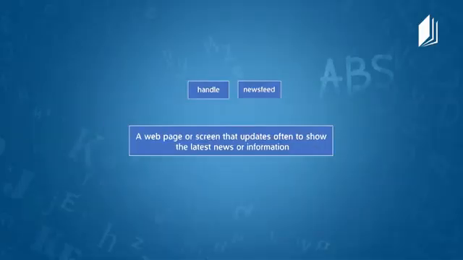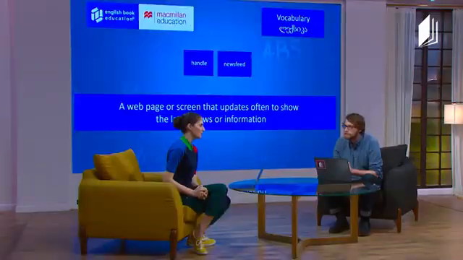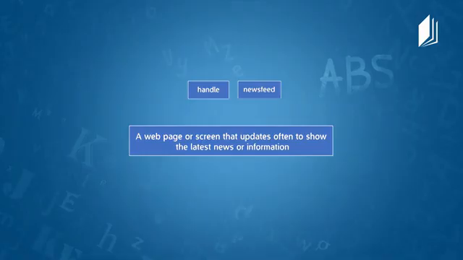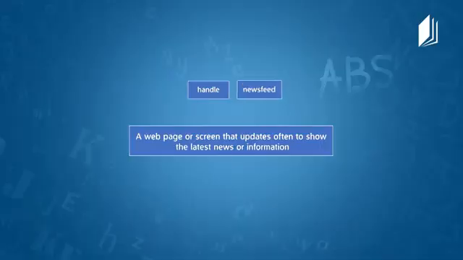Yes? Yep. And next, a web page or screen that updates often to show the latest news or information. I think everyone uses this word nowadays. It's called newsfeed. A newsfeed is something that a lot of people refresh to see news coming up all the time. So the right answer is newsfeed.